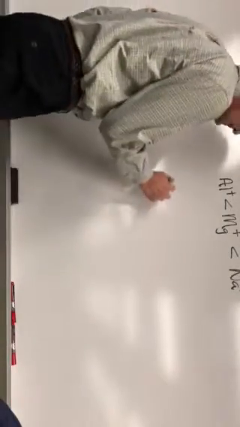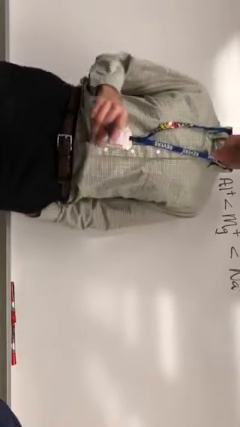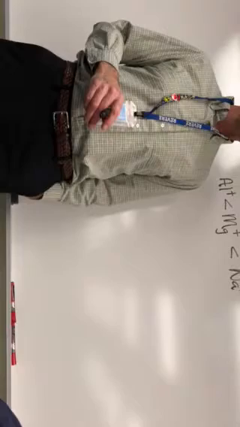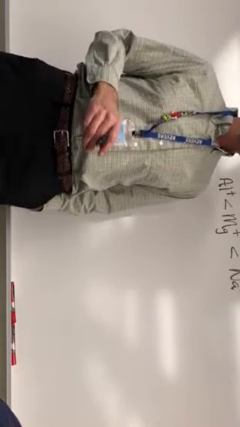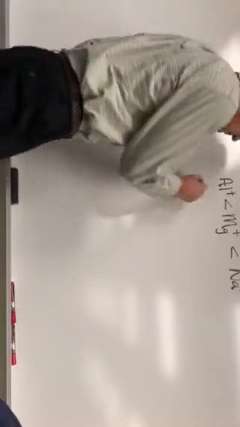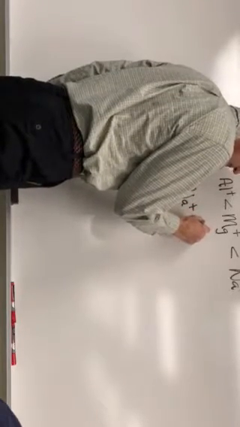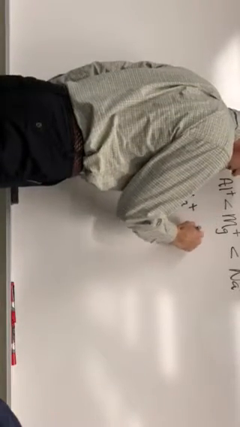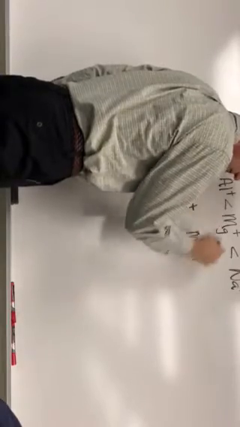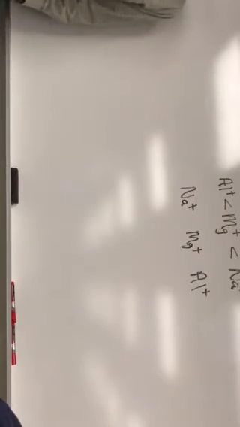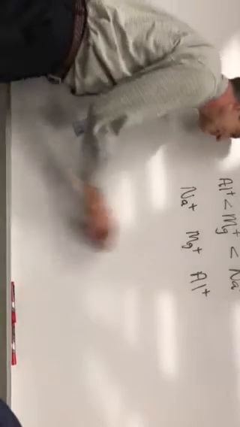Kyle, do you have an explanation as to why? Because it's all the same charge, so just more protons. You're saying sodium is the smallest, and then the aluminum, and then the magnesium? No, that doesn't make sense.